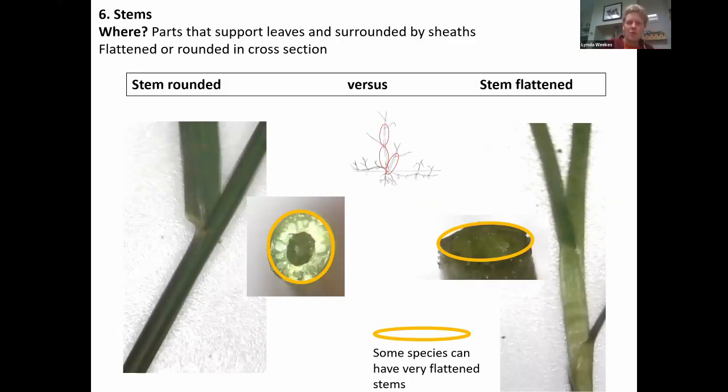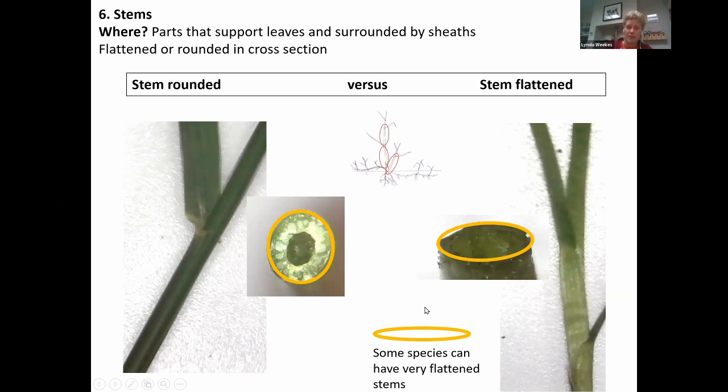What's important, I suppose, with stems is, if you cut them in transverse section, are they rounded in section or are they quite flattened? That's the main thing we're looking for here. So here's a rounded stem, and if you cut it and looked at it in section, you'd see that it's very, very round. Whereas here's a very flattened stem. Sorry, it's not a great photograph, but a very flattened stem, and if you cut it, it actually looks quite a flattened oval shape. That can be important for identification purposes as well.